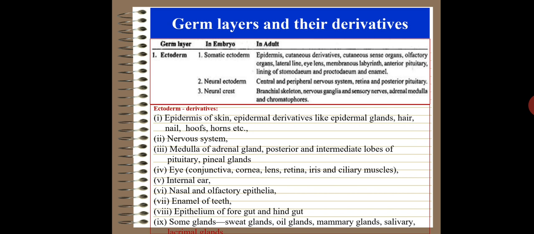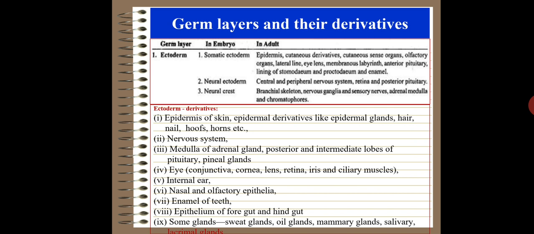Germ layers and their derivatives. The first germ layer is ectoderm. Ectoderm has 3 regions. They are somatic ectoderm, neural ectoderm and neural crest. These are the 3 regions which are present in ectoderm.